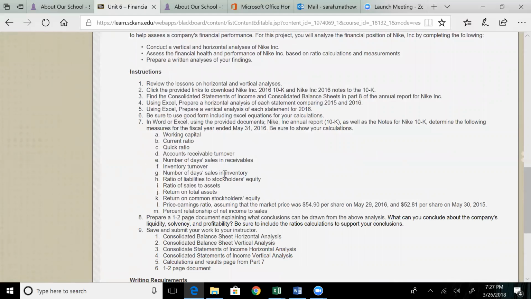After you prepare your ratios, you're going to also prepare a 1 to 2 page document that explains what you can conclude about Nike, and you'll want to incorporate the ratios that you calculated and how you've used those ratios to come to your conclusion. What is Nike doing well? Where are there areas for them to improve? Why are they doing well? Why do they have areas to improve? For example, is it competition? So those are the things that you want to talk about in your paper.